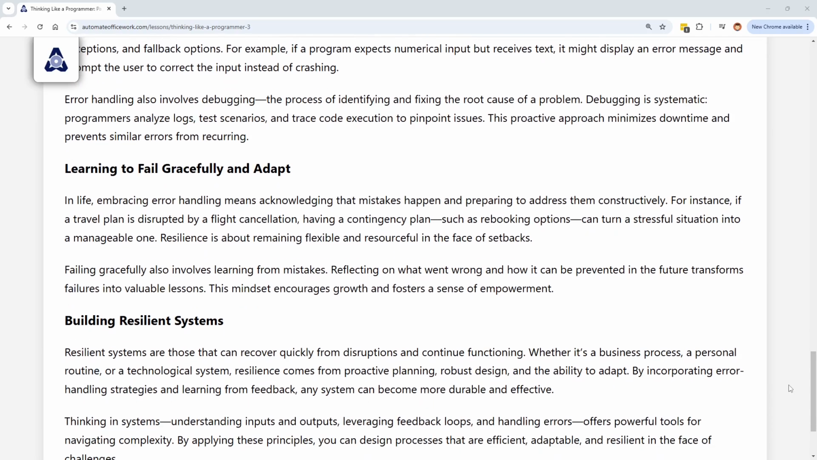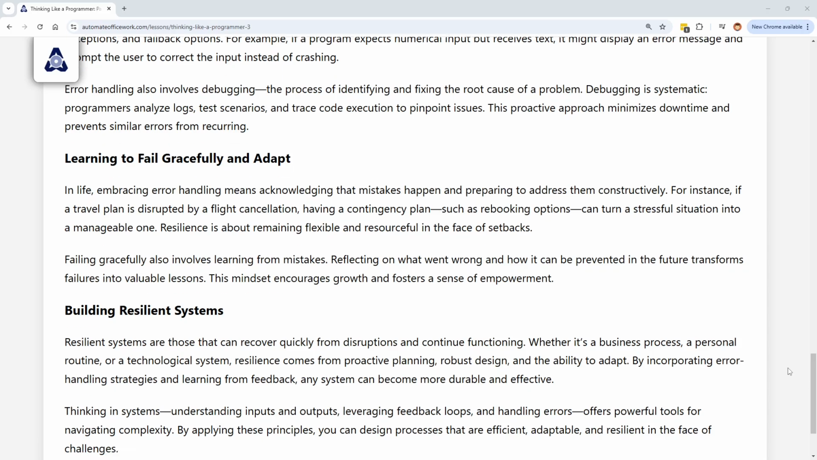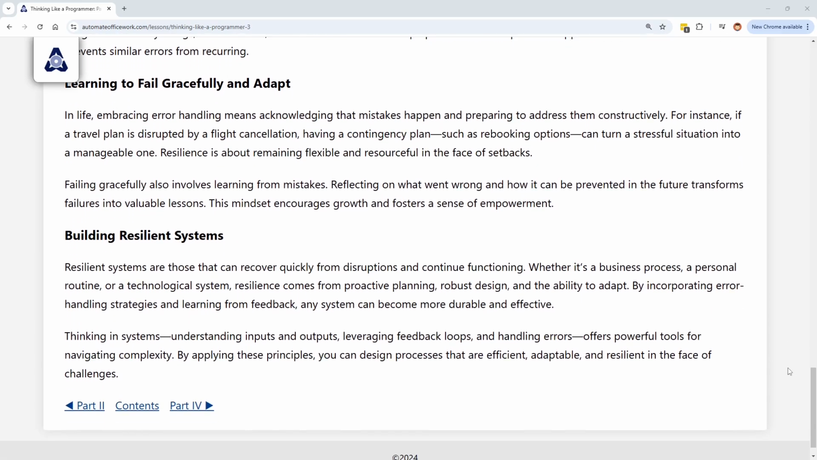Failing gracefully also involves learning from mistakes. Reflecting on what went wrong and how it can be prevented in the future transforms failures into valuable lessons. This mindset encourages growth and fosters a sense of empowerment.